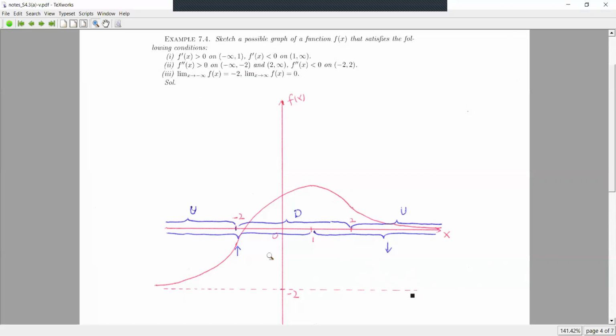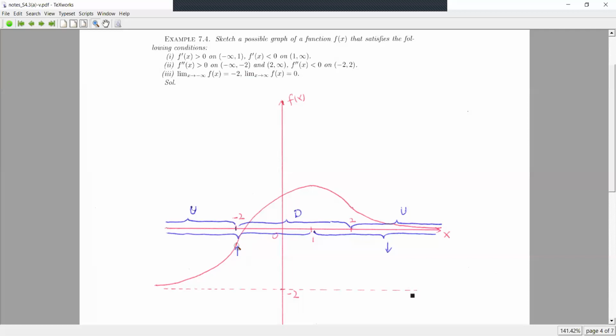Piece by piece. The first piece is negative infinity to negative 2. On this interval, the graph should be concave up and increasing, and this horizontal line is a horizontal asymptote when x approaches negative infinity. So the graph should be closer and closer to this horizontal line, concave up and increasing. So the graph looks like this.